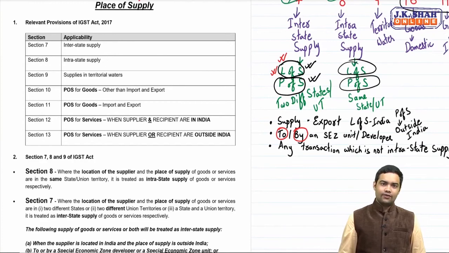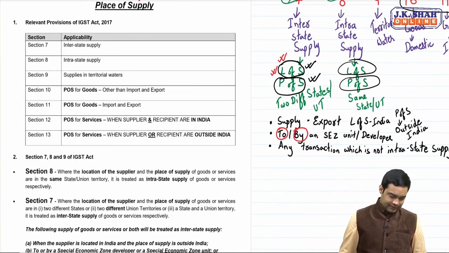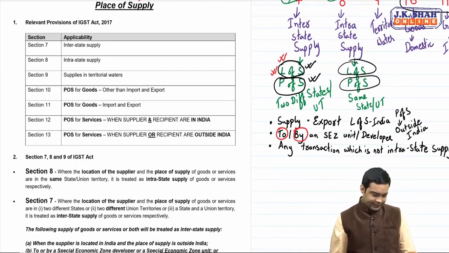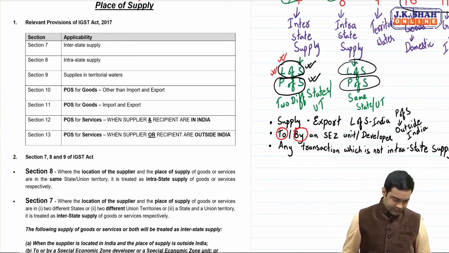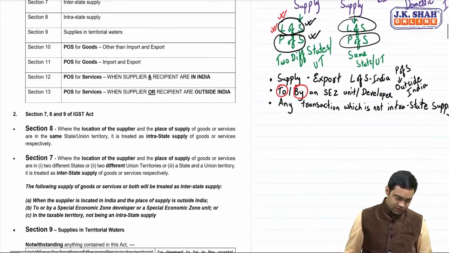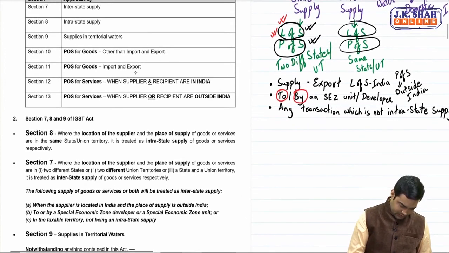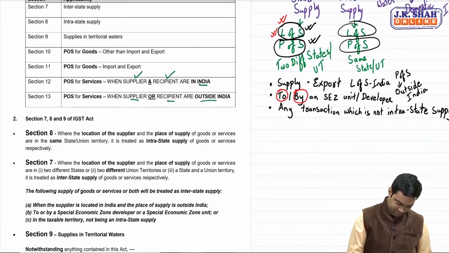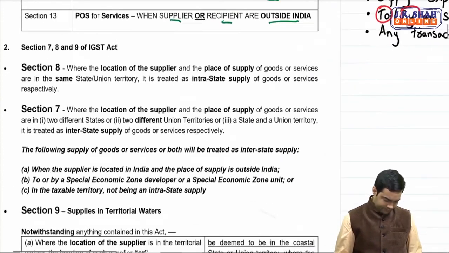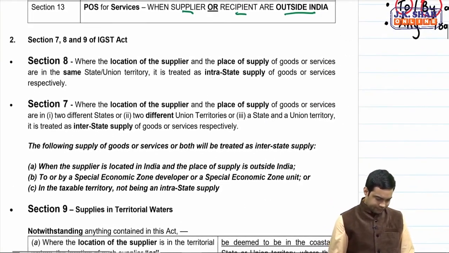I hope you have understood this. Sections 7, 8, 9 territorial waters, 10 place of supply of goods. Be very careful about this particular part. Supplier and recipient are in India. One of them or both of them are outside India. Then we move to section 8.